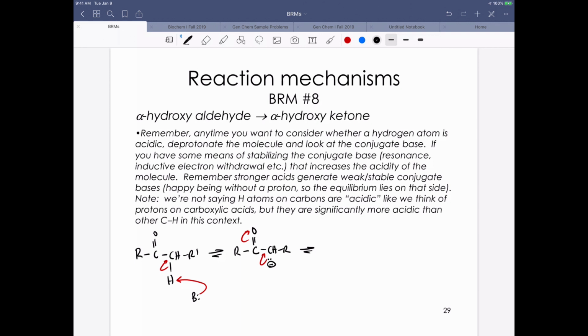Oops, and I just drew the wrong arrows there. I was going to highlight, we need to make sure that we use the right kind of arrows here, which are resonance arrows. And we generate, in this case, an enolate ion as our intermediate. So this is an enolate ion. And this is, again, resonance stabilized.